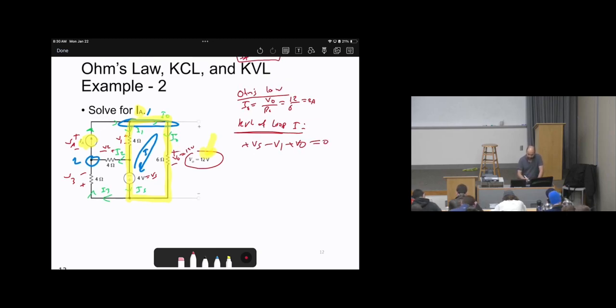Now, let's substitute the values. So it will be plus 4 minus V1 plus VO, which is 12, equals 0. So V1 will be 12 plus 4, 16 volts. That's V1. Then the same thing, since we found V1, we can calculate I1 using Ohm's law.